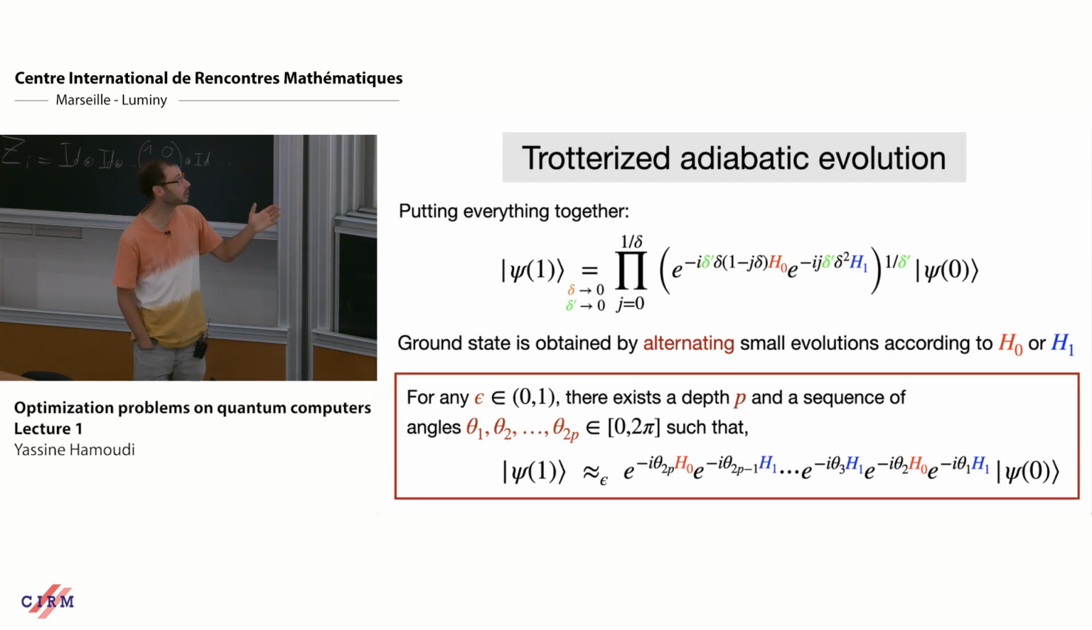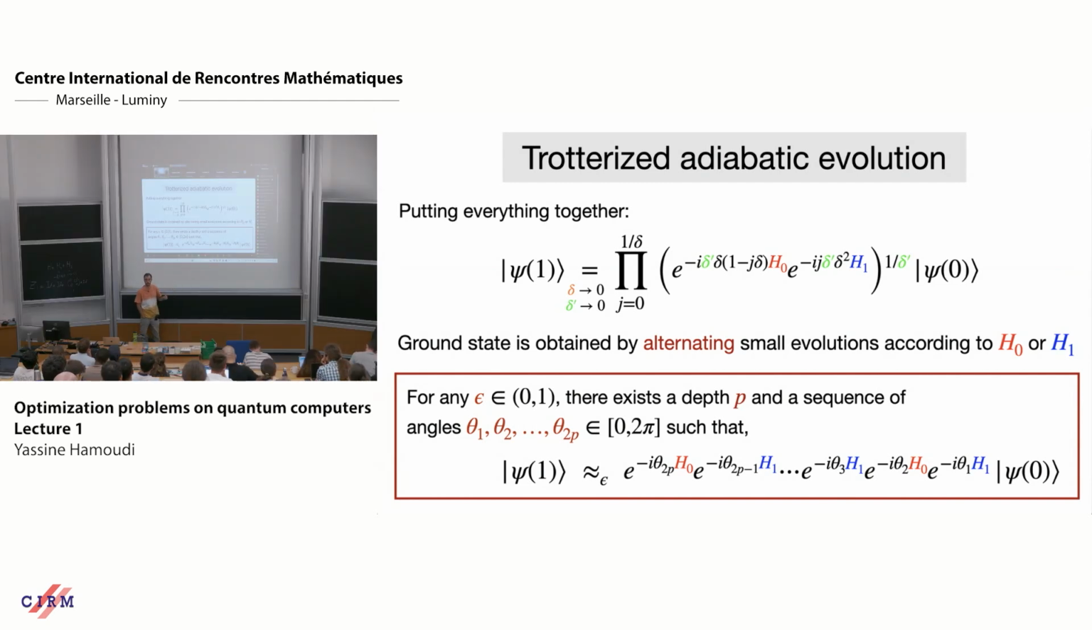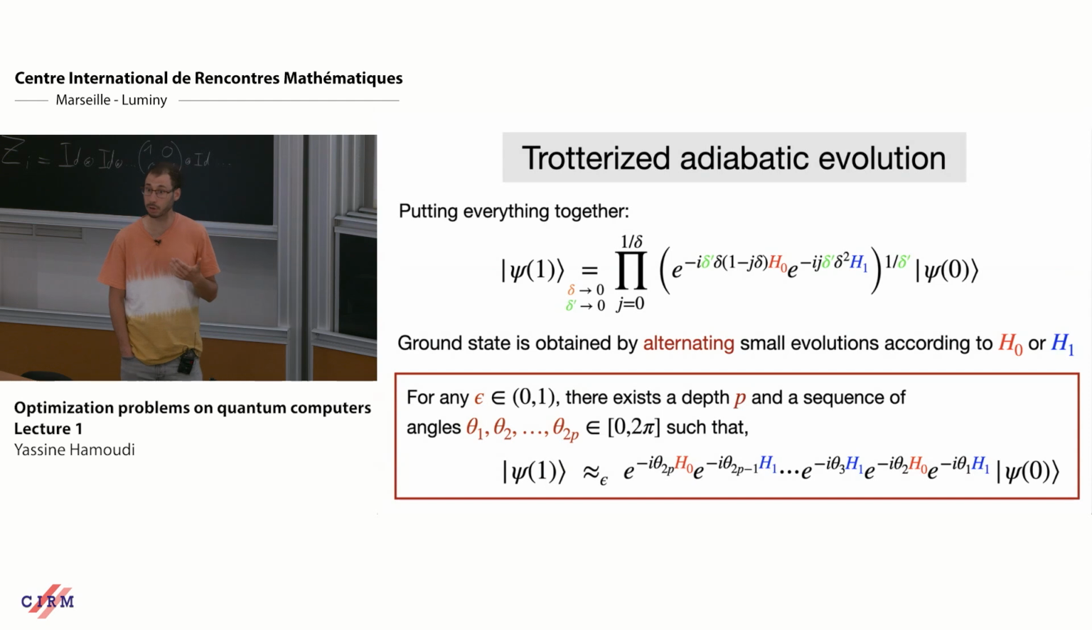So this is the result. For any epsilon, now I'm replacing delta and delta prime by epsilon, there exists a depth (so how many times you want to alternate) and a sequence of angles, such that the ground state can be written as the following state. Okay, so we have obtained an expression for the ground state of the Hamiltonian. And this will tell us what the ansatz could be.